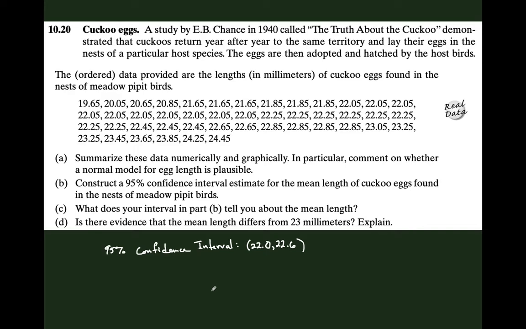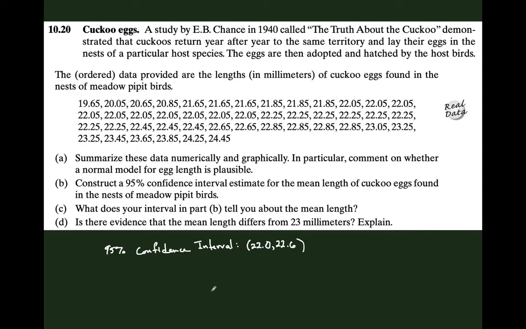And what this interval is giving us is a range of values that we're going to use as our estimate. So we're going to say that we believe the true mean length of these eggs is between 22 and 22.6 millimeters. And we say in statistics we're 95% confident that we've captured that true mean value.